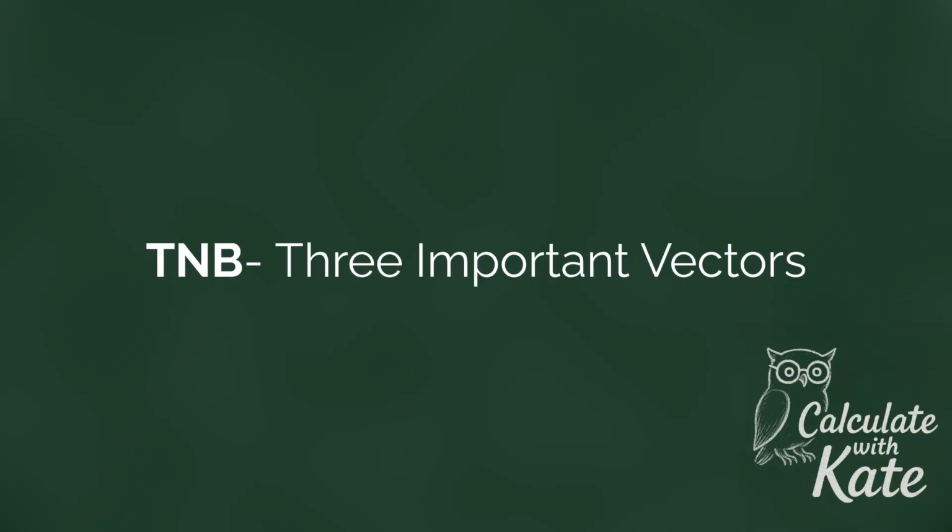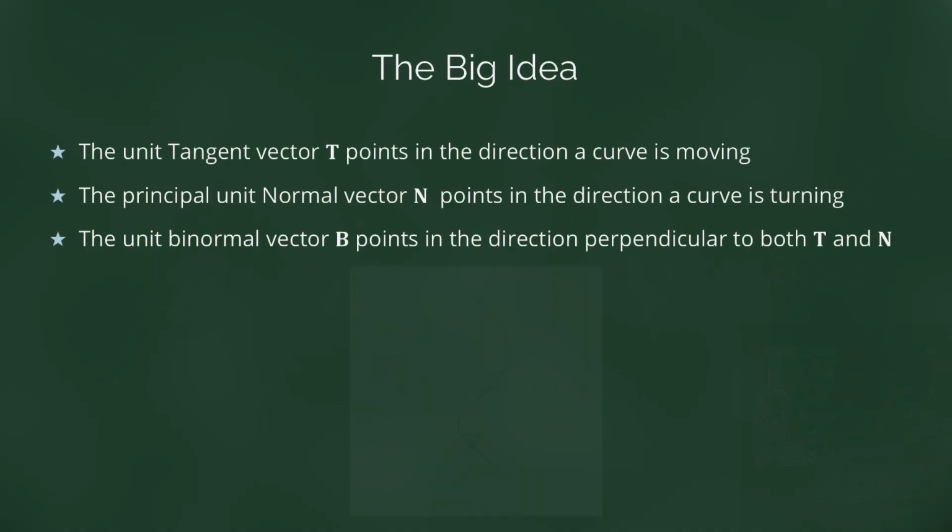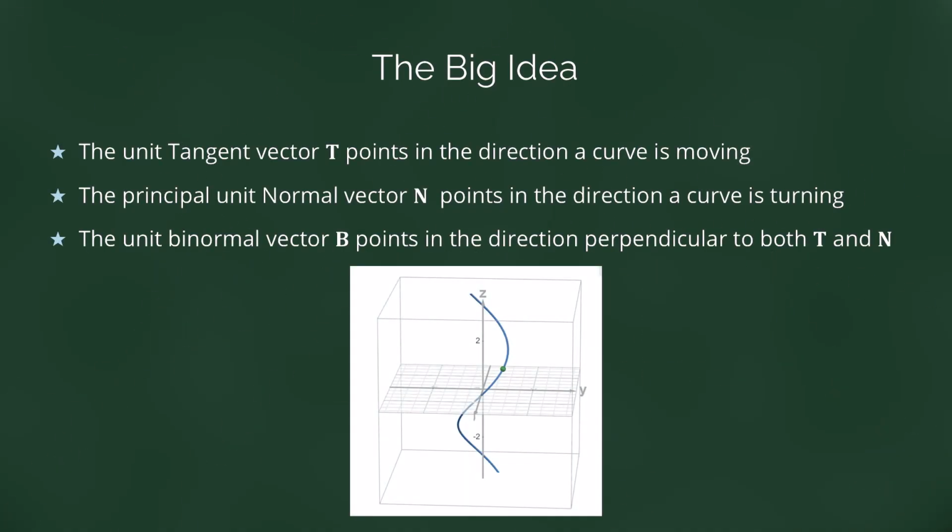In this video, we're going to take a look at three important vectors, which we'll refer to together as TNB, that help us understand the geometry of a given curve. The three vectors we're going to consider, T, N, and B, have important geometric properties.